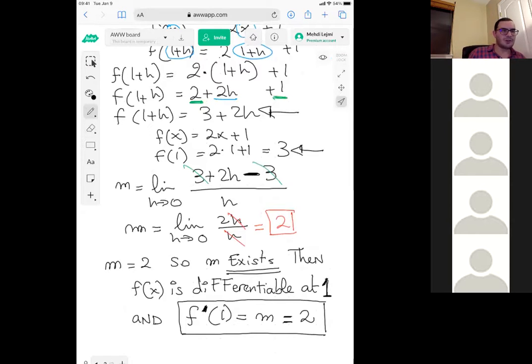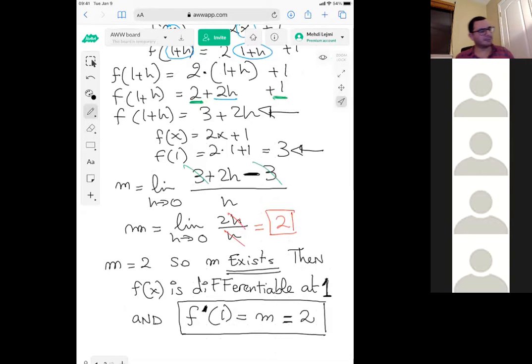Is there any other question, guys? So that's how we compute the derivative at a. All you have to do is compute this number m, which is by definition the derivative of the function f at a. In this case, f is differentiable at 1.